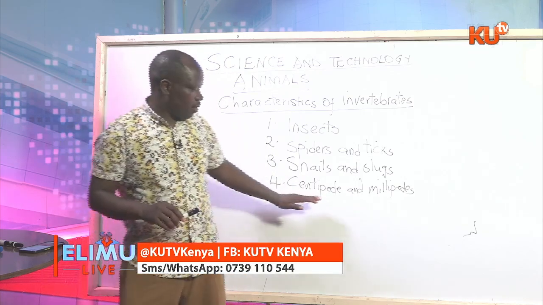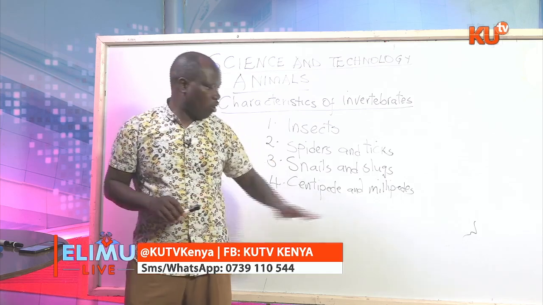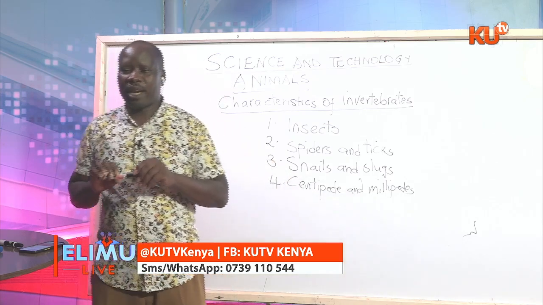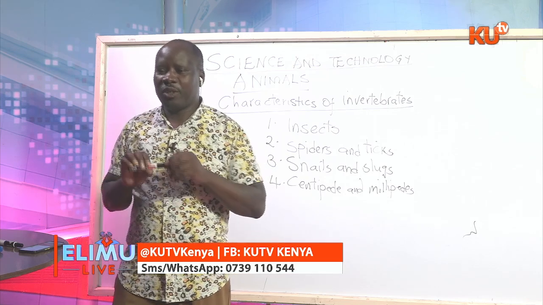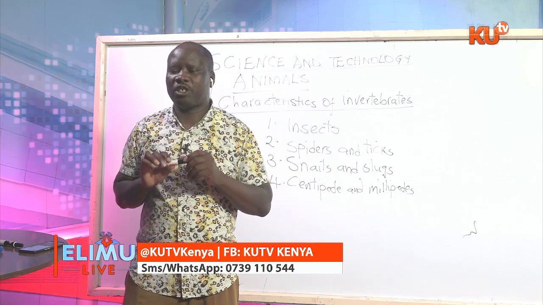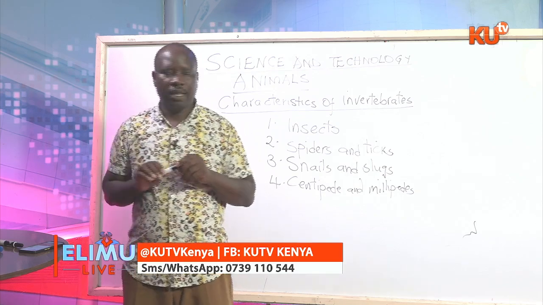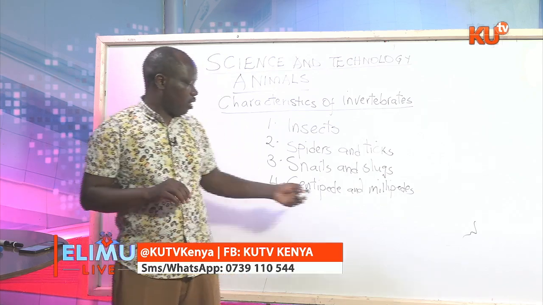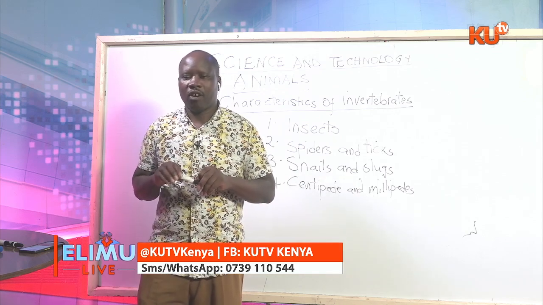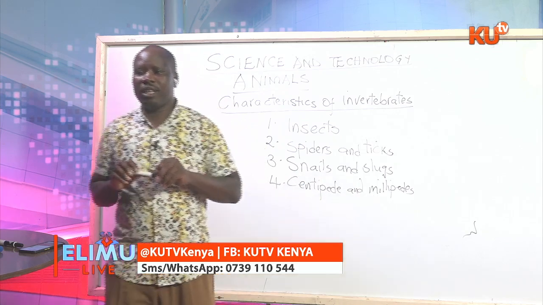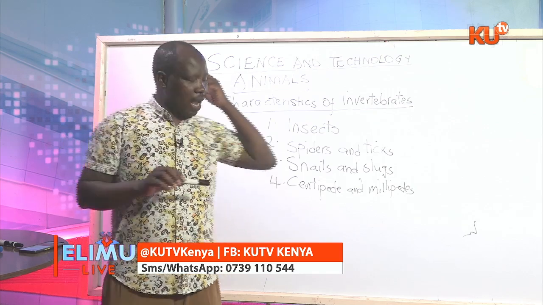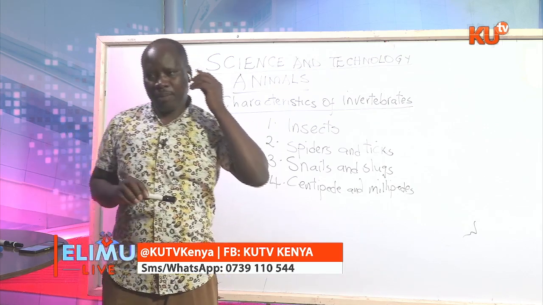Then finally we have the centipede and the millipede. Millipedes are very common, more common than centipedes. If you get a millipede or a centipede and you kill any of them, be rest assured that you will not get any bone. And that is why the centipede and the millipede fall under the category of animals called invertebrates. That is, animals without a backbone.